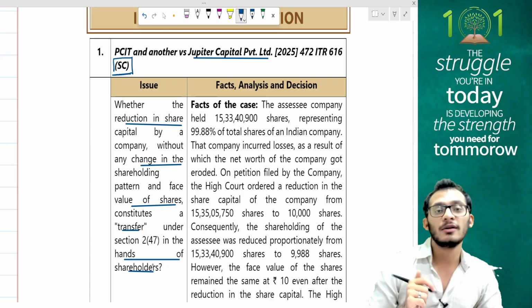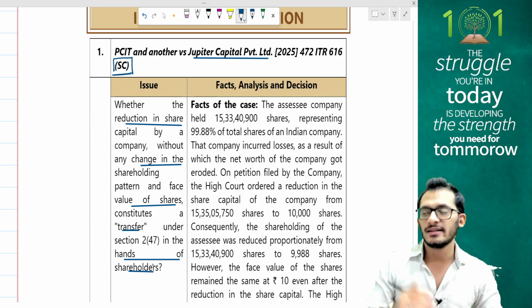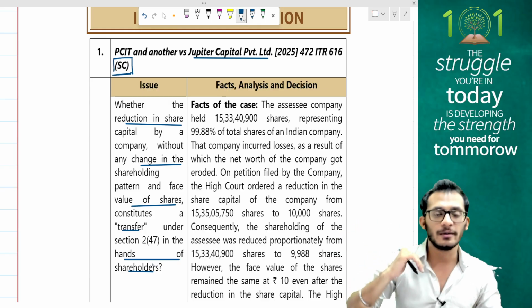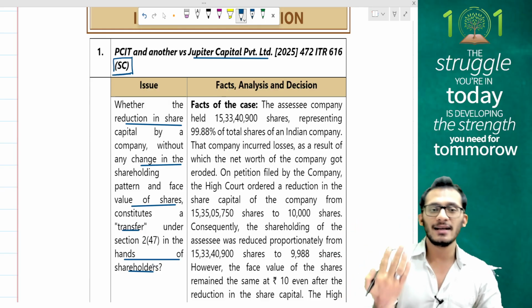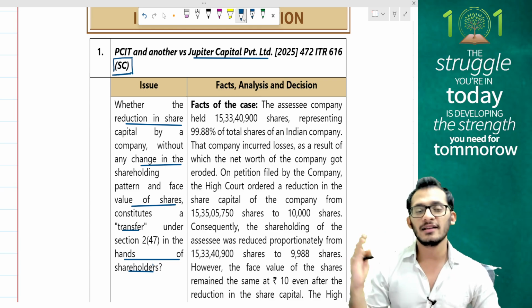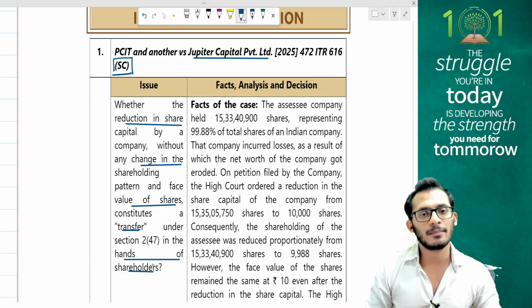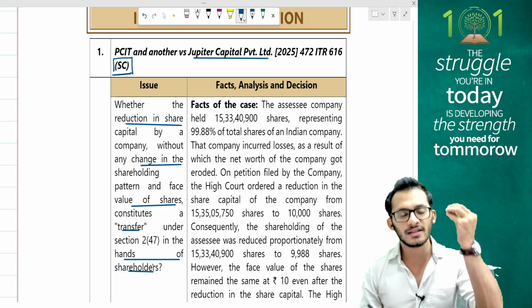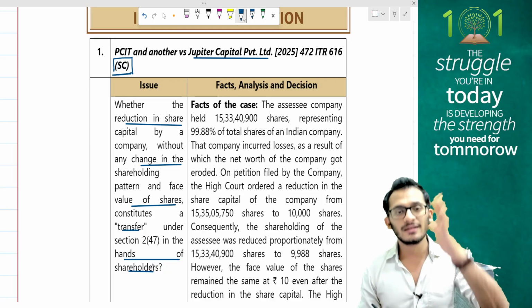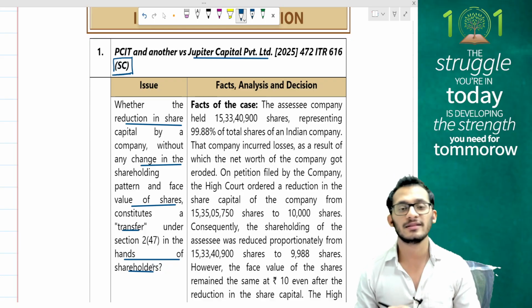But as a shareholder also, whatever shares were reduced for him, he ended up claiming as a capital loss. Now, here is a case where the assessing officer came and said, how on earth are you claiming that share reduction as a capital loss when your shareholding has not changed, when the face value of the shares has not changed, you're still the same percentage shareholder in the company as much as everyone else is.